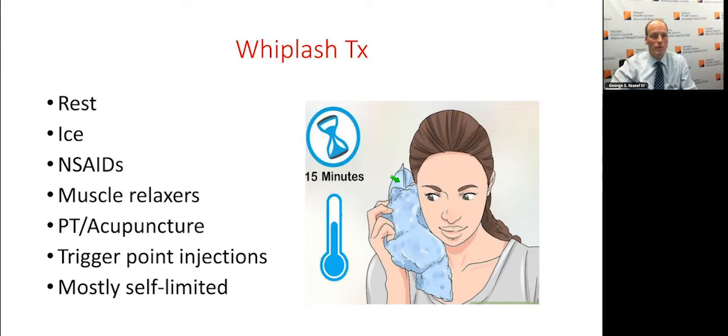If they don't respond to physical therapy, you can try alternative treatments such as chiropractic and acupuncture. If they have a focal point of pain, trigger point injections with either Kenalog with or without lidocaine or bupivacaine can really help break up some of those spasms. For the vast majority of cases, whiplash is a self-limited disease.